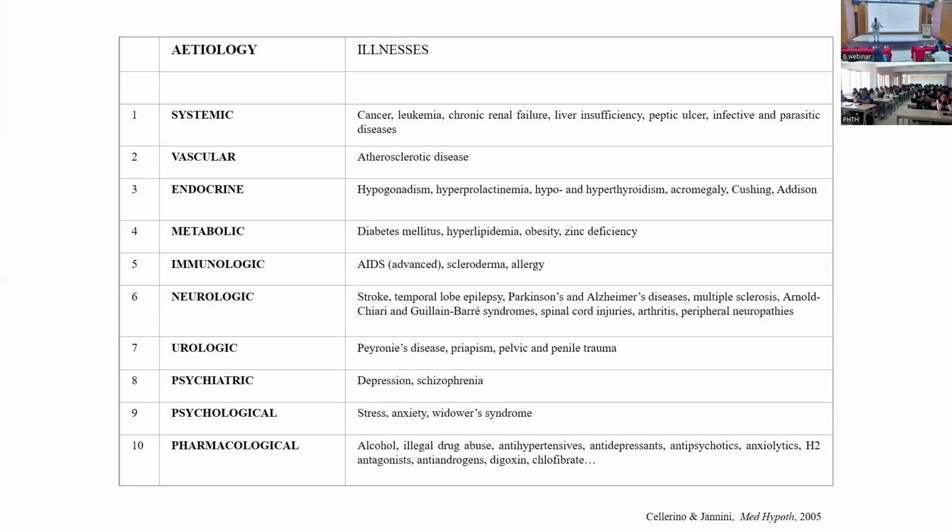But this is not the table of contents of your book of pathology. Those are the causes of erectile dysfunction. Those are the reasons why we do not have the erection. In other words, if the erection is present without the bone, they are not those diseases. Systemic, vascular, endocrine, metabolic, immunological, but also psychological, environmental, like stress, for example.